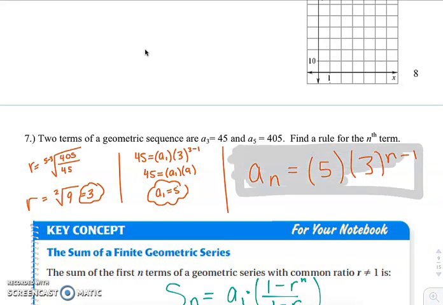So whenever you're just given two terms and you need to find the ratio and the first term in the sequence, you're taking the difference of the term numbers you have, using that as your root, and you're going to take the root of the two values divided. But you have to find that ratio first.